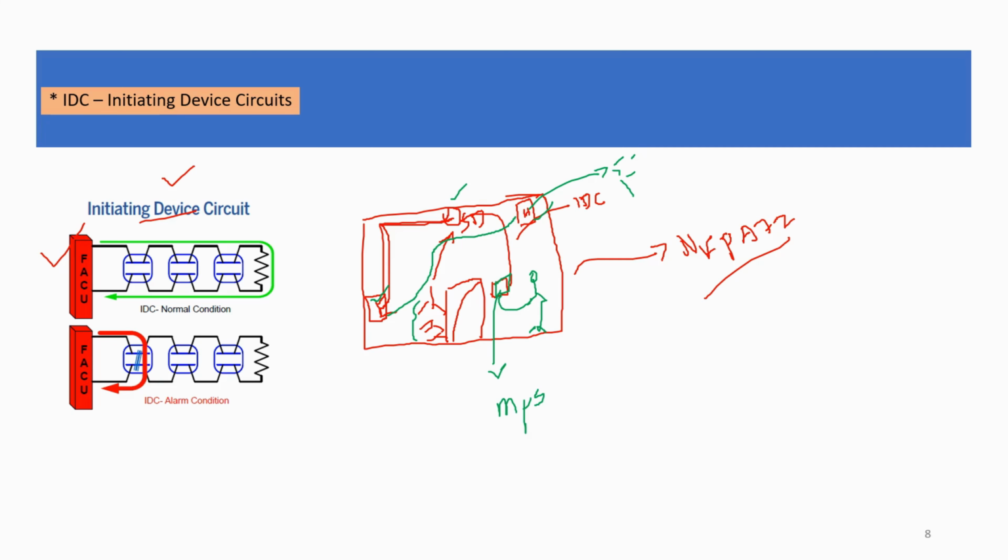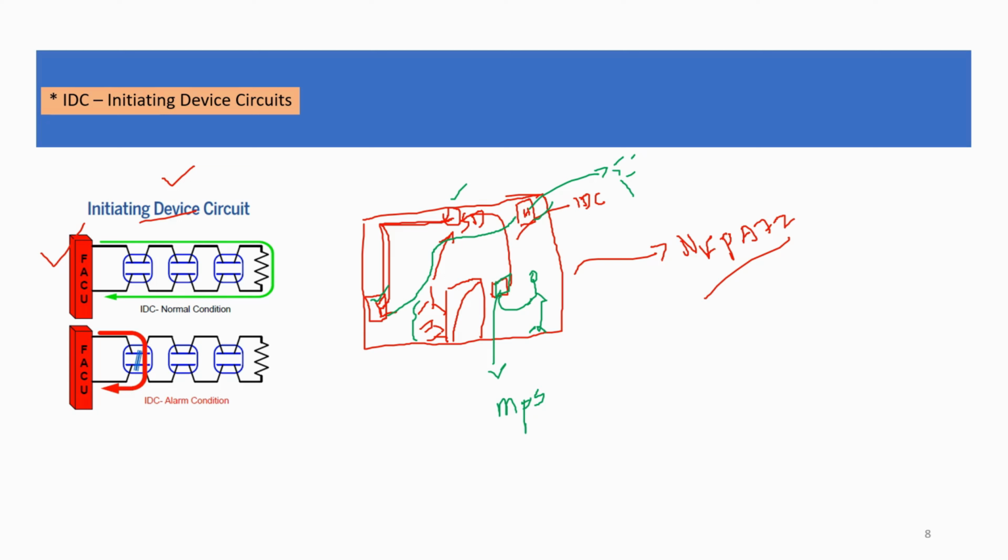There is a lever here. There are several models, but basically there is a lever in the manual pull station. The person can pull the lever so that it will give a signal to the fire alarm control panel. Thereby it will activate the horn strobes.